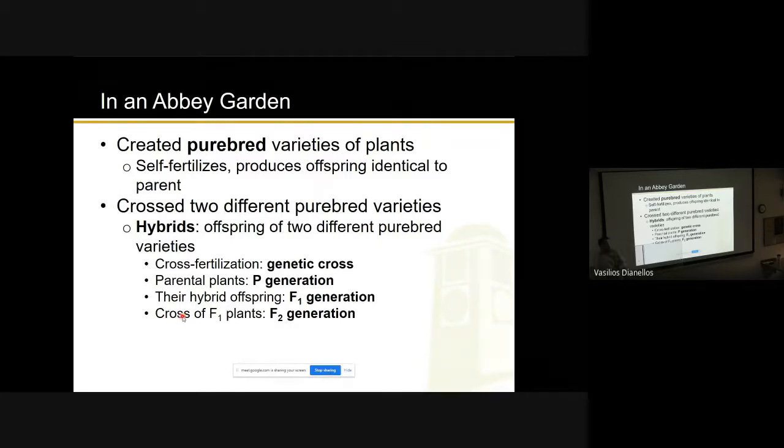It's another word that you need to know, definitely for the study guide, maybe for the exam, definitely to understand the rest of this chapter. The word is hybrid. The hybrid is the offspring of 2 different purebred varieties. You need to know what that means.